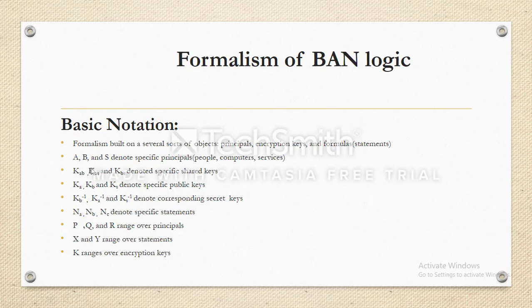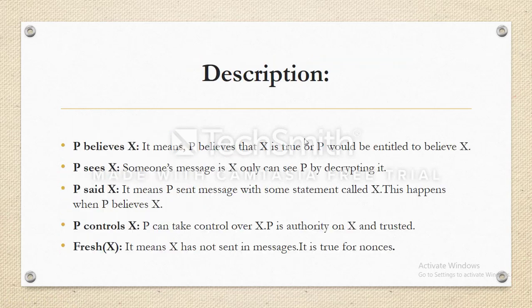So at first there is some BAN logic basic notation. We can see that here A, B and S denote a specific principal such as people, computer, service, and after that there is KAB, KAS and KBS that denote specific shared keys. And after that there are also some points such as P, Q and R ranging over principals, such as NA, NB, NC denote a specific statement. So in all this presentation we will use these in our system. We'll see it later.